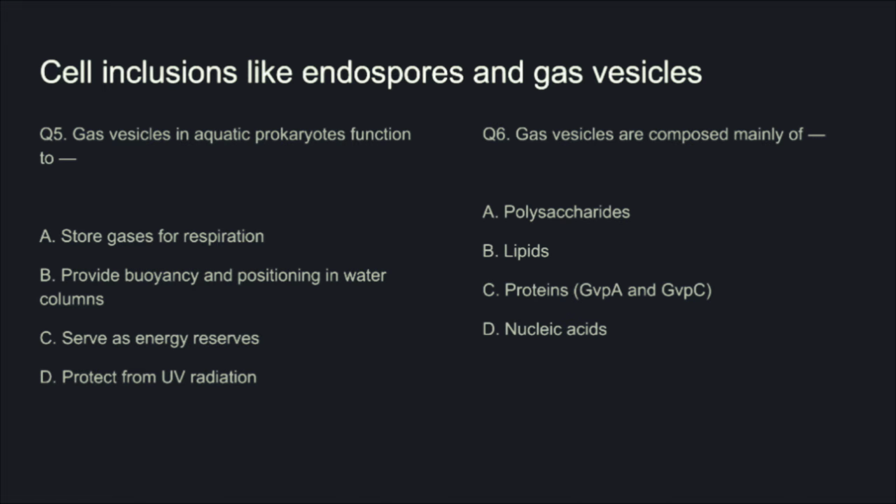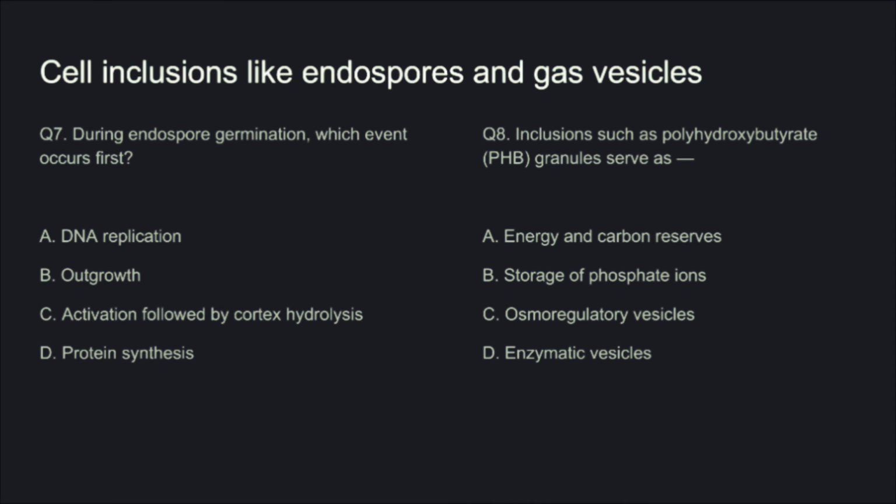Now question number 6. Gas vesicles are composed mainly of. Options are A. Polysaccharides, B. Lipids, C. Protein, that is GvpA and GvpC, and D. Nucleic acid. So the correct answer for this question is option C. Protein, GvpA and GvpC.